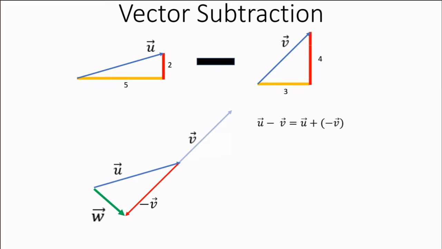So with that in mind, let's actually compute the vector here. We will take the x component of u, which is 5, and subtract it by the x component of v, which is 3. So our resulting x component is 2. Next, we will take the y component of u, which is 2, and subtract it by 4, which is the y component of v. This results in a y component of -2. So our resulting w vector is given by (2, -2).